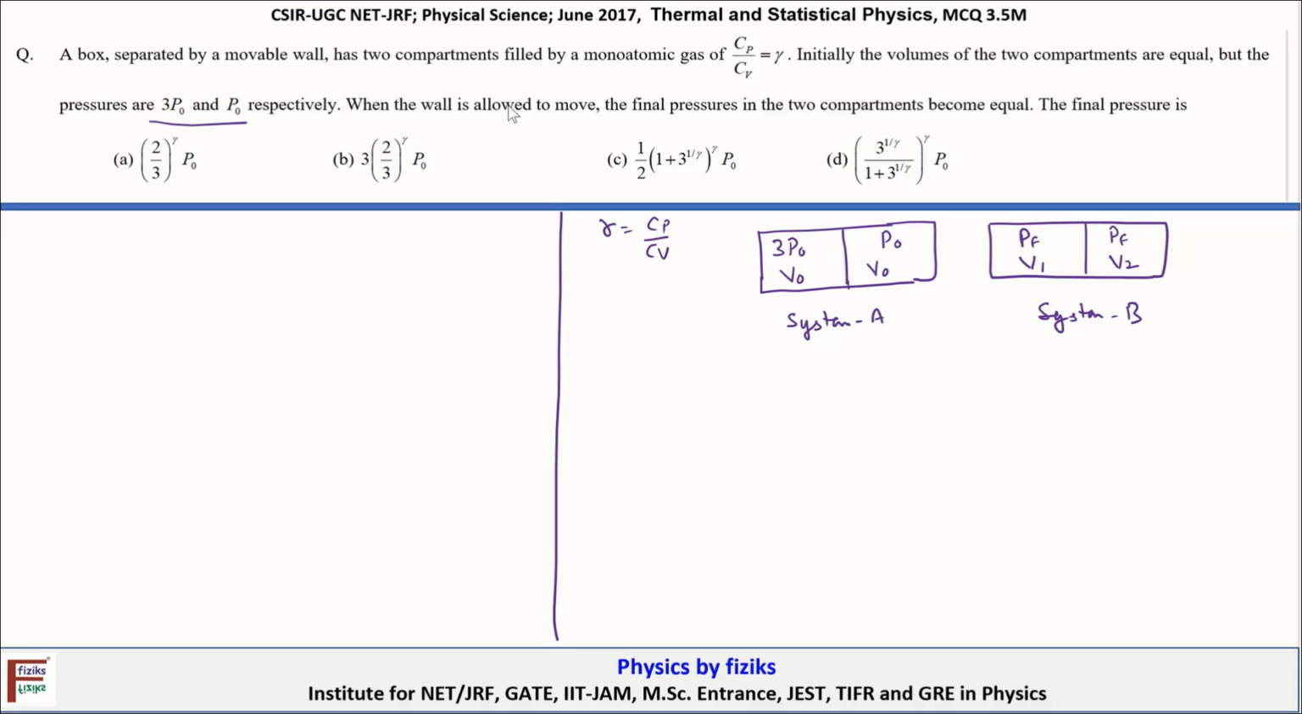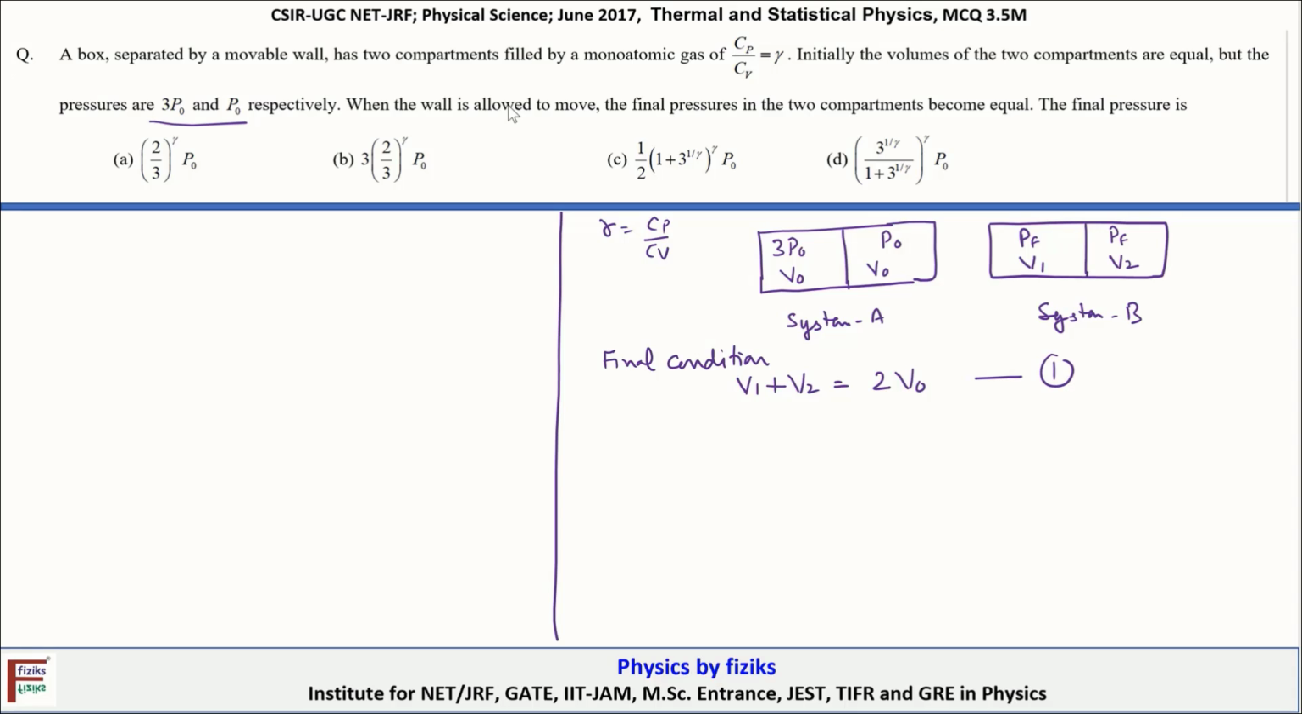Okay, now according to the given situation, we can write in the final condition the total volume, that is V1 plus V2. The total volume is not going to change, it will always be 2V0. It's merely the central wall which is moving basically.